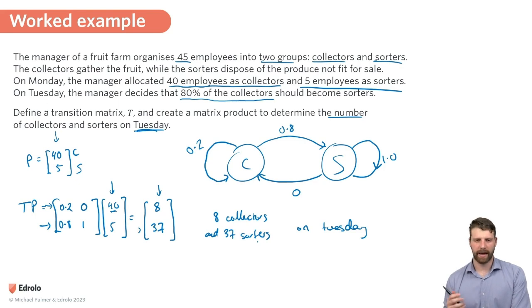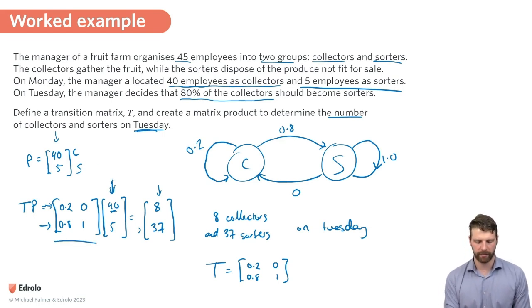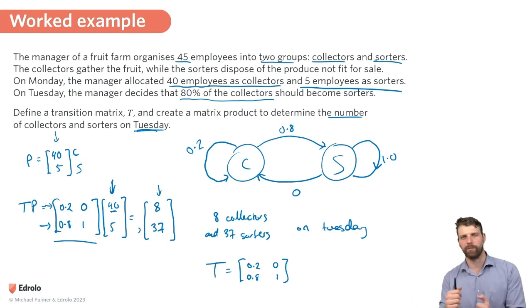Okay, and I was supposed to define T. So I found T, although I sort of did it in the middle of everything, but I have found T. It's 0.2, 0, 0.8, and 1. Okay, I don't think about the transition matrix in isolation. I think about how it will multiply to this population matrix, and what numbers will it give me? I think that's the best way to think about it.